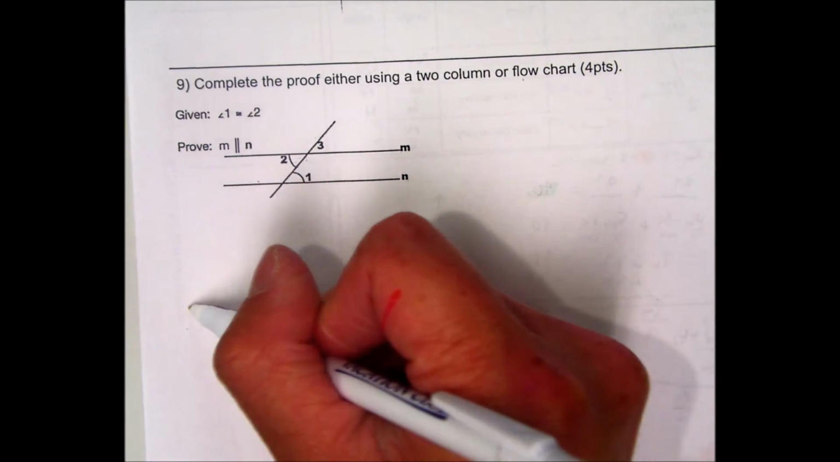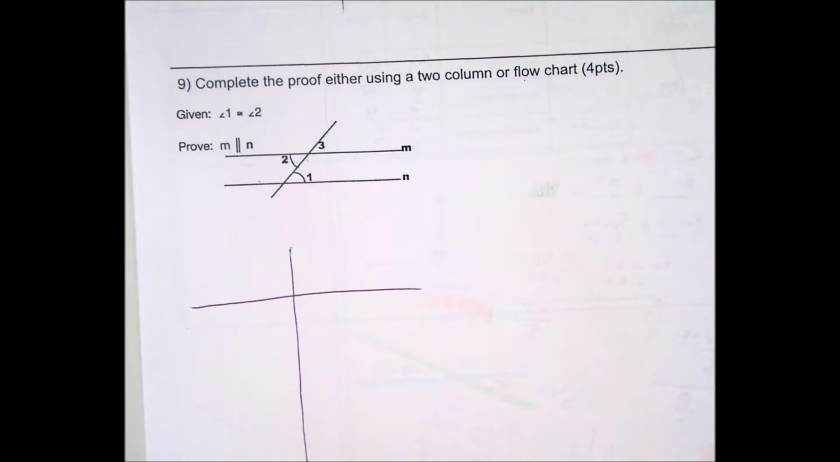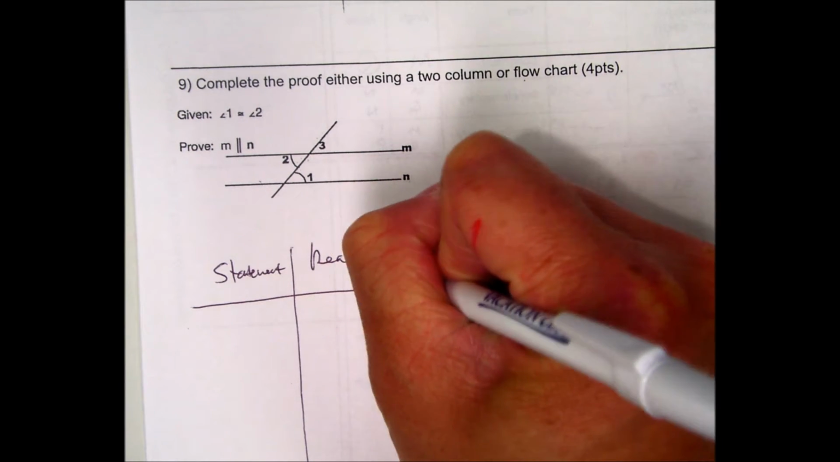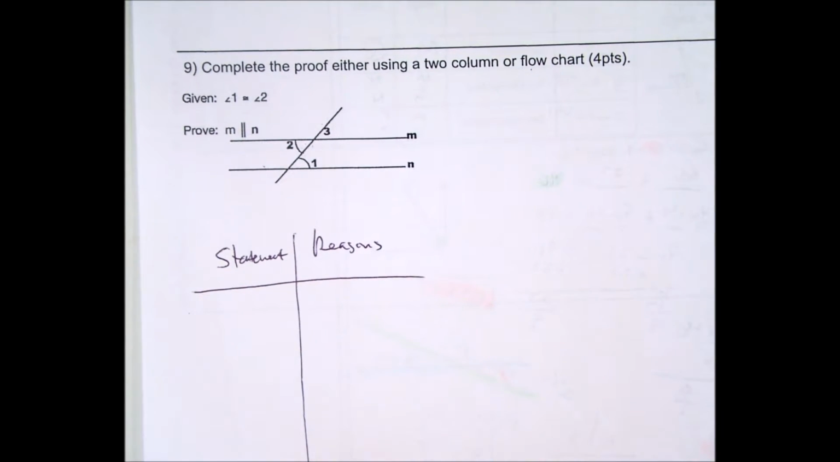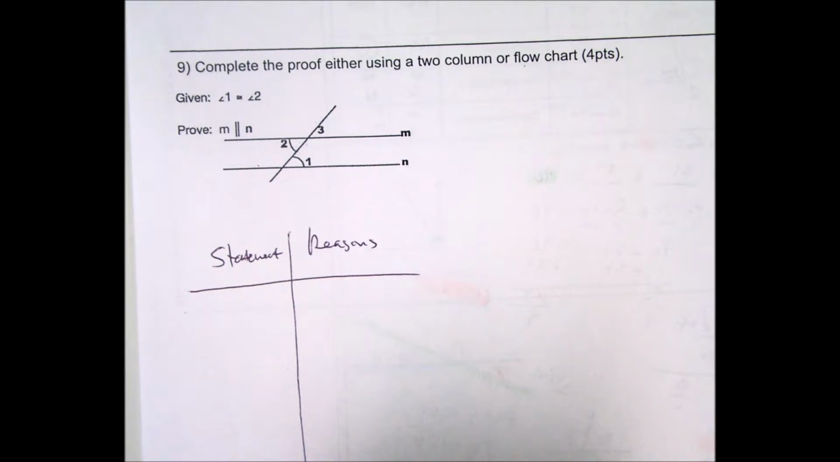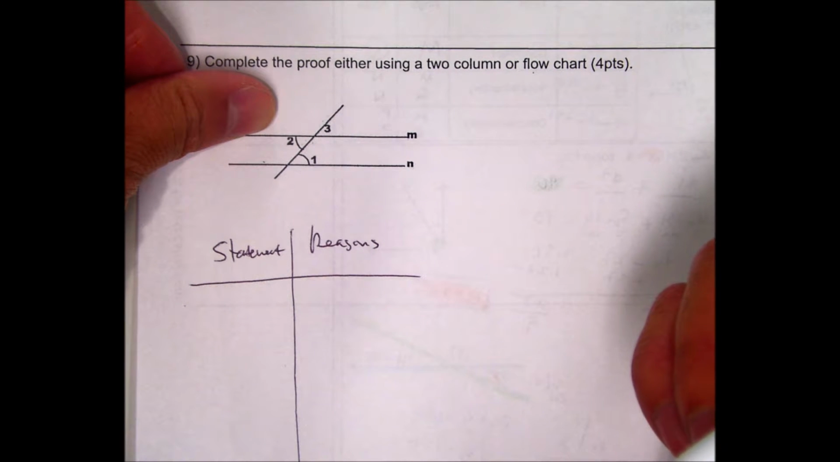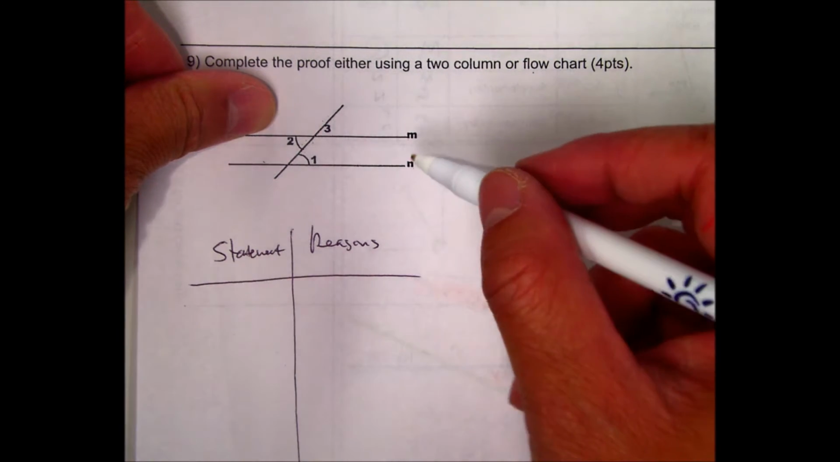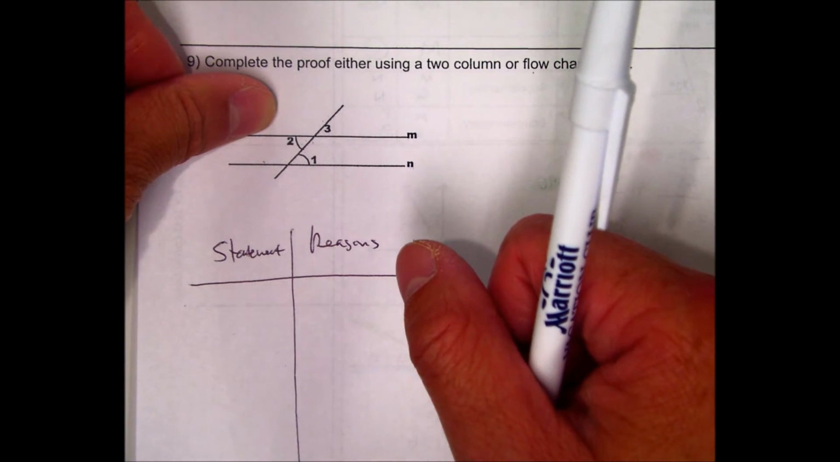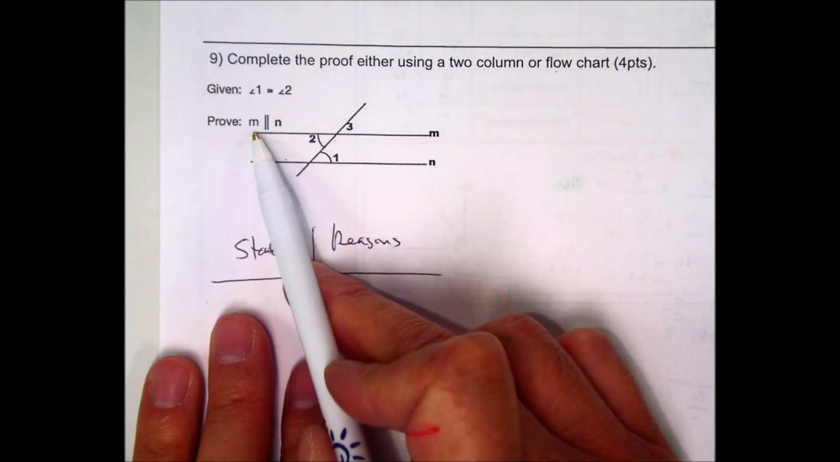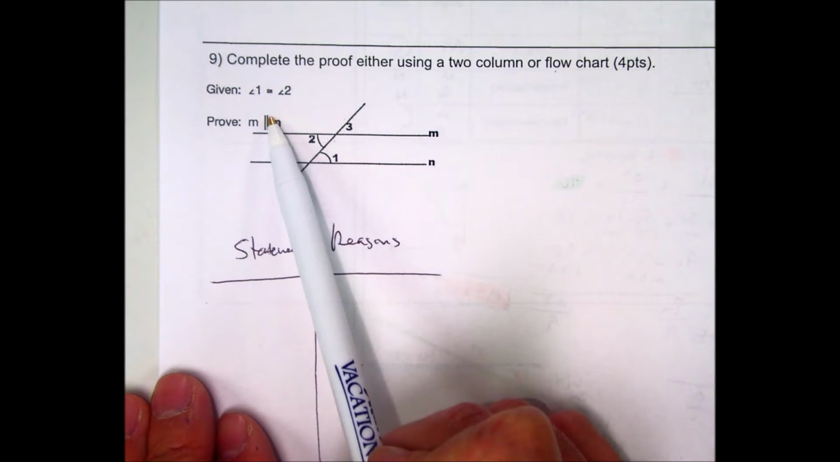Question number 9, complete the proof using either. Again, I'm going to do a 2-column. Statements, reasons. Okay. I want you to recognize in here, are the lines parallel? If you looked at the picture, class, are the lines parallel? Yeah. How do you know that? They look parallel, but they're not. I don't have arrows on those lines. Now you might say, Mr. Ng, I saw that. Well, it's telling us to prove it.